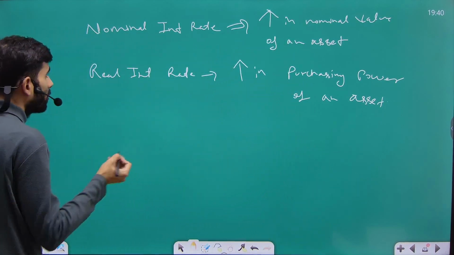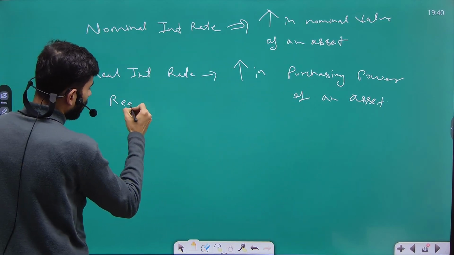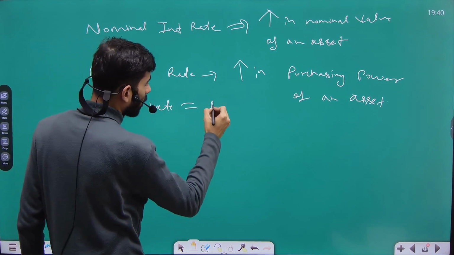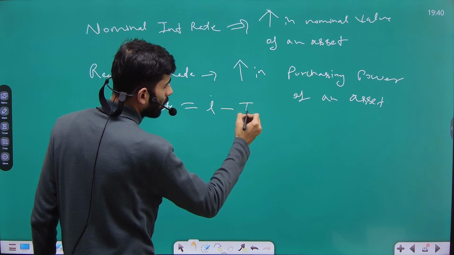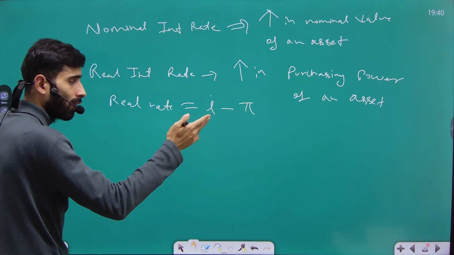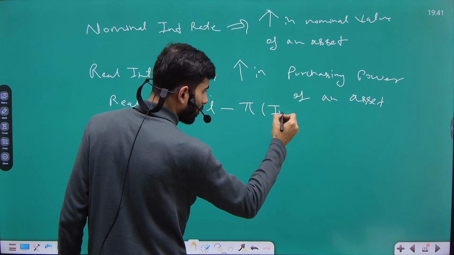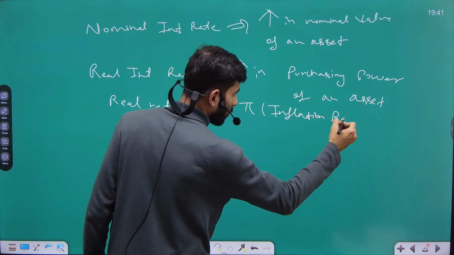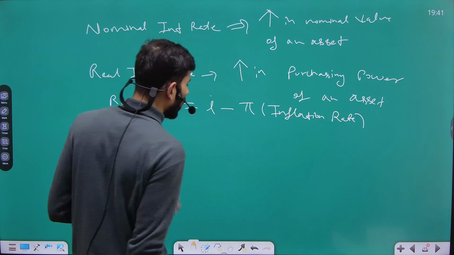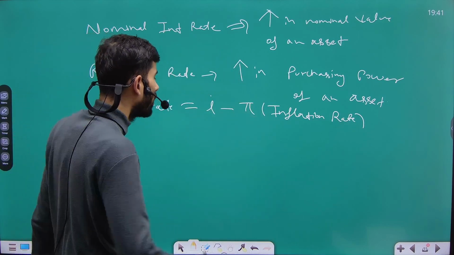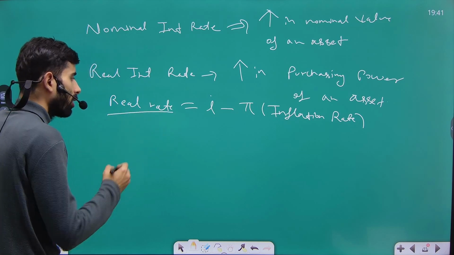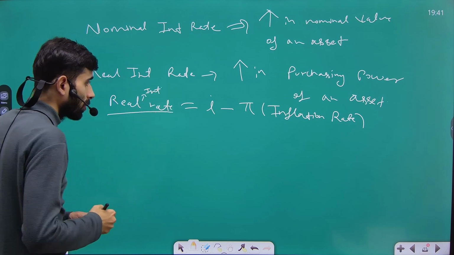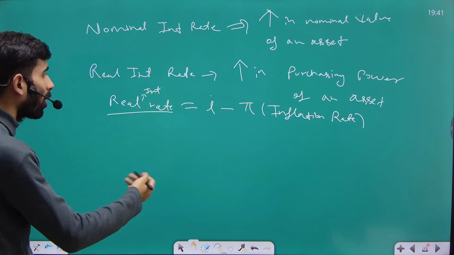In terms of equation, real interest rate is nominal interest rate i minus pi, which is nothing but the inflation rate. So if in nominal terms we subtract the inflation rate, then we get our real interest rate, which shows the actual increase in the purchasing power of a particular asset.